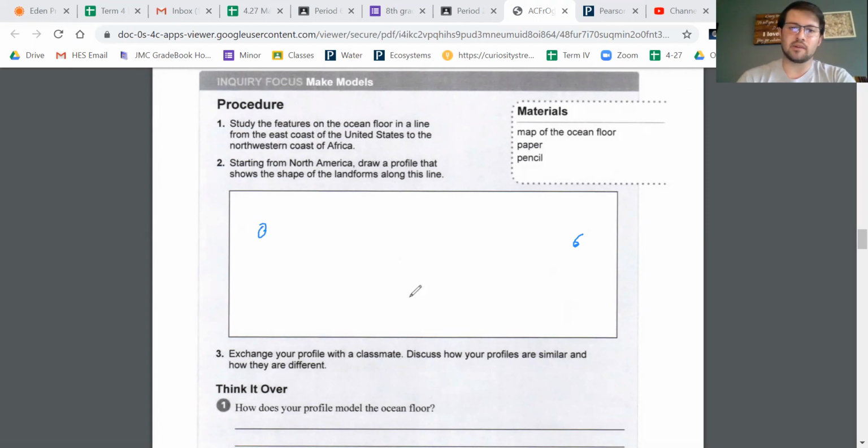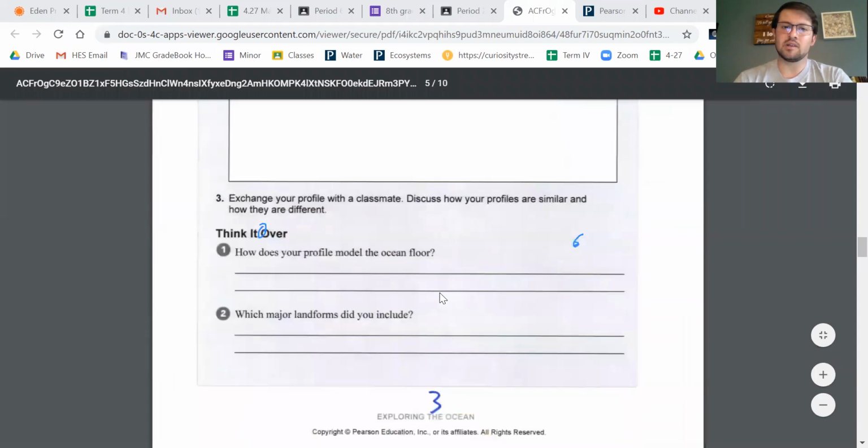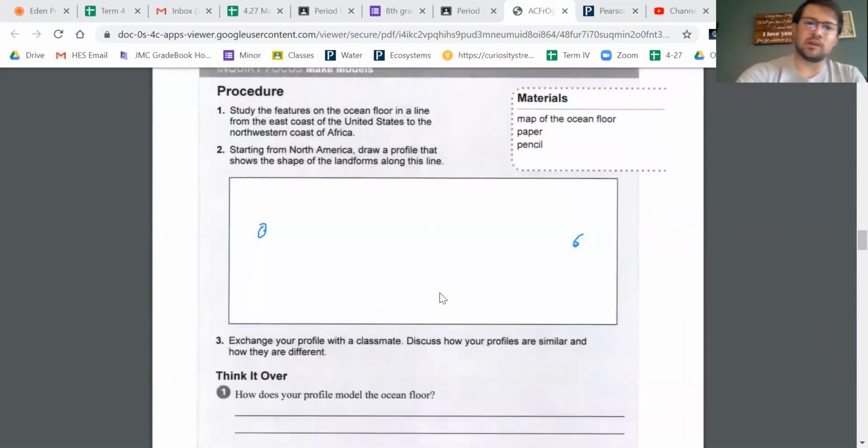Going back down to the map, I see that it starts off at higher elevation right at the coast, dips way down deep, and then I see that mid-Atlantic ridge that we talked about in term 2. So the elevation is going to go higher, lower, until I get to the coast of Africa. Back up here, I'm going to make my drawing to match that. The elevation is higher, it's going to go lower, ocean floor, mid-Atlantic ridge.